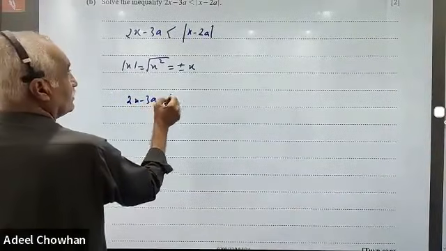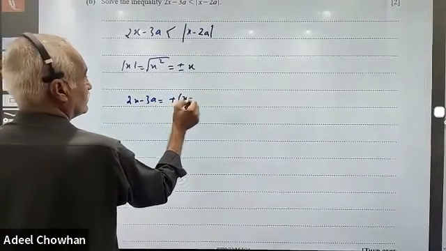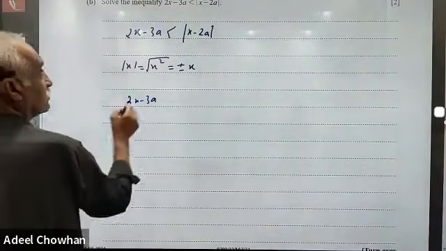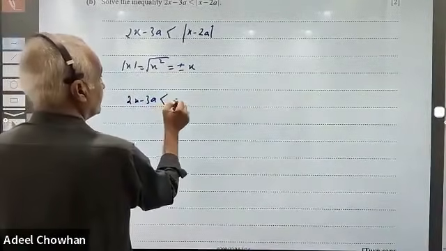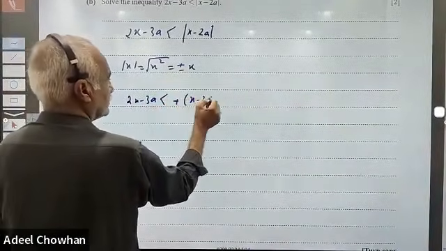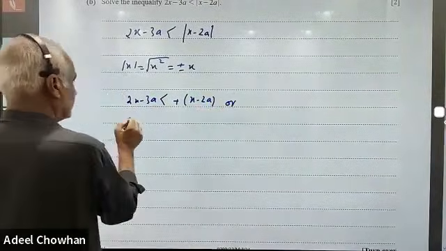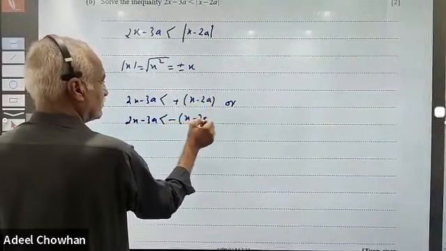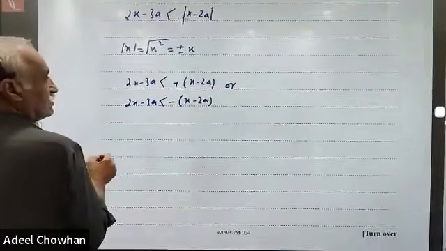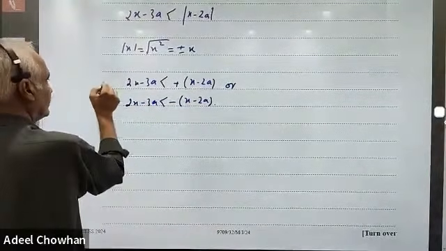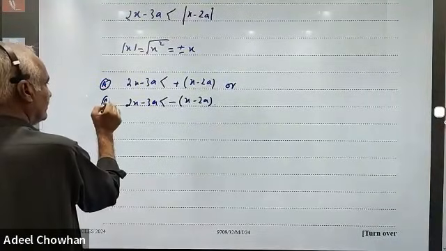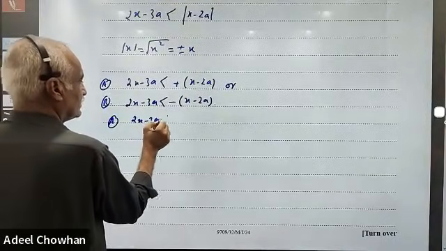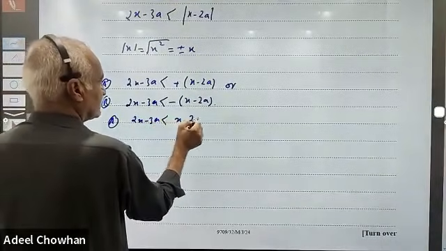2x minus 3a is less than plus x minus 2a, or 2x minus 3a is less than minus x minus 2a. So these are the two options given there. If this is option A and this is option B, then if we use option A, 2x minus 3a is less than x minus 2a.